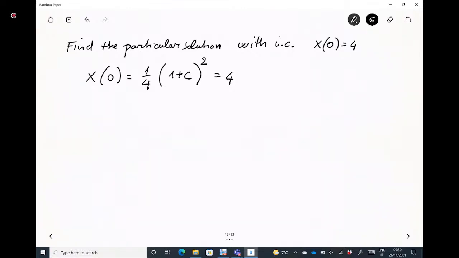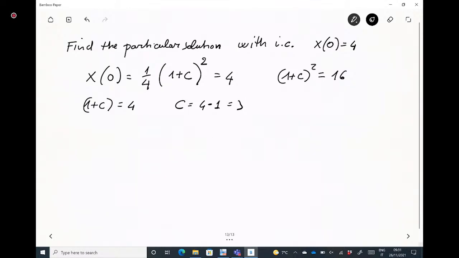We have to solve for c. This gives a condition on c. So basically 1 plus c squared is equal to 16, and 1 plus c is equal to 4. Okay? And c is equal to 4 minus 1, that is 3.